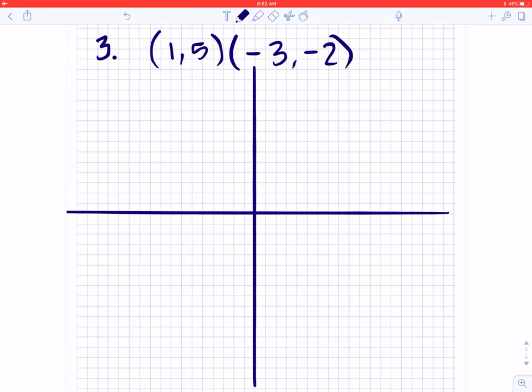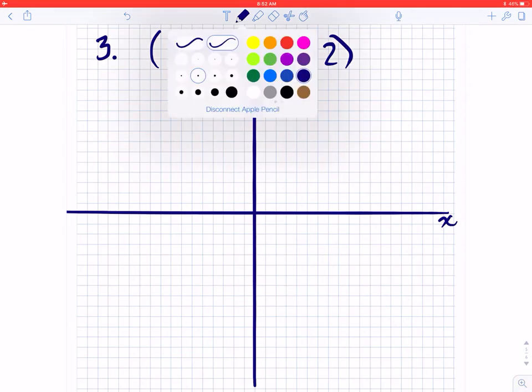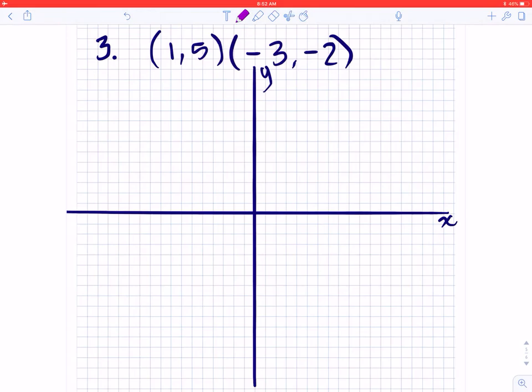All right, here's my graph. This is my x-axis. This is my y-axis. And I need to plot these points. So my first, remember this is x, this is y, this is x, this is y. So first things first, walk 1, climb 5. There's my first point. For my second point, I walk -3, climb down 2 because it's negative. There's my second point. So now I need to connect these 2 points.